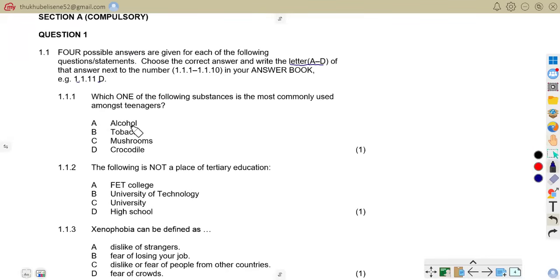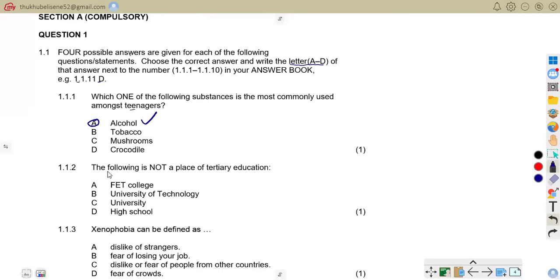1.1.1: Which one of the following substances is most commonly used amongst teenagers? We are given 4 options: alcohol, tobacco, mushrooms, crocodile. The correct answer there is A. Alcohol is the one that is most commonly used amongst teenagers.